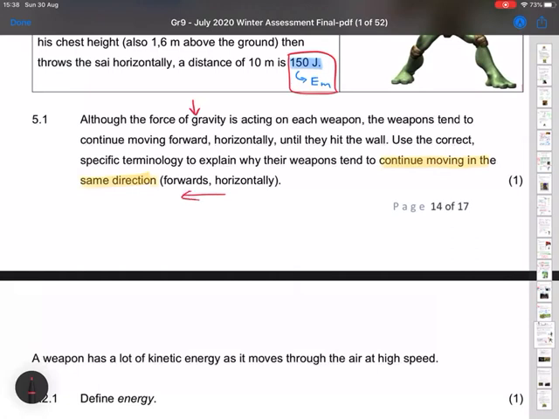Guys, this was a question on inertia. Again, very similar to the question in your controlled task. The weapons have got mass, and therefore they've got inertia, and therefore they will remain at rest or continue moving with constant velocity. So they had inertia, and that's why they would continue moving or remain at rest. So inertia is the property of an object. And that was the specific terminology I was wanting: inertia.